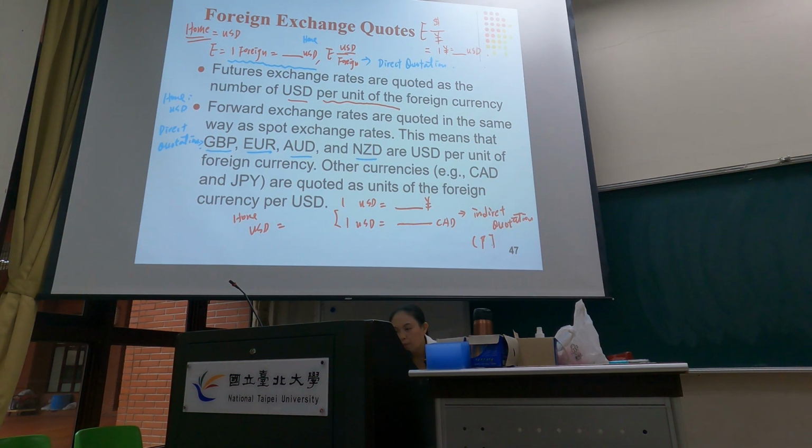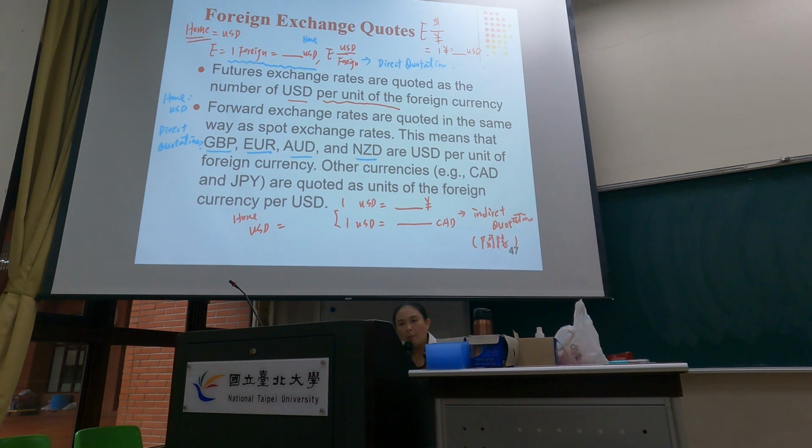Okay. So, did you guys take a course on international financial management? Yeah, international financial management, you have to remember this, okay? The direct quotation is 1 unit of foreign currency in exchange for how many units of home currency. And then the reverse way, 1 unit of home currency in exchange for how many units of foreign currency, is the indirect quotation, all right?